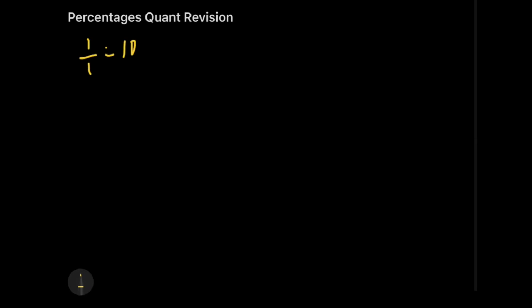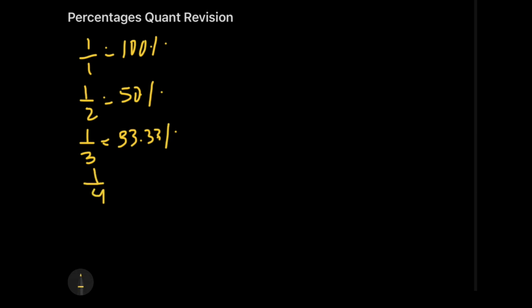So you know that 1 by 1 is equal to 100%. It's very easy. 1 by 2 is equal to 50%. Again, we know that. 1 by 3 is 33.33%. 1 by 4. Now see, whenever we double the denominator, the percentage will become half. So 1 by 4 will be half of 50, which is 25%.